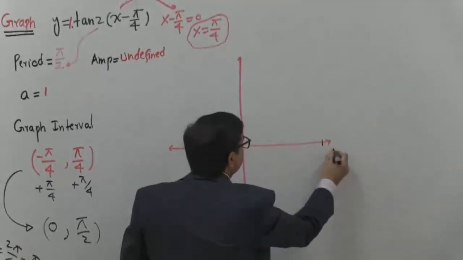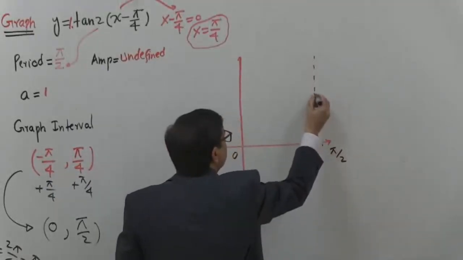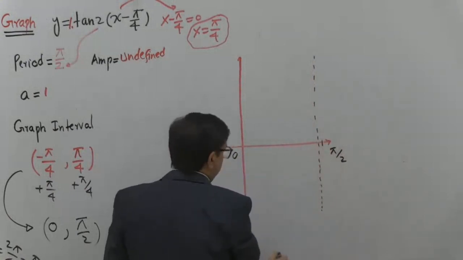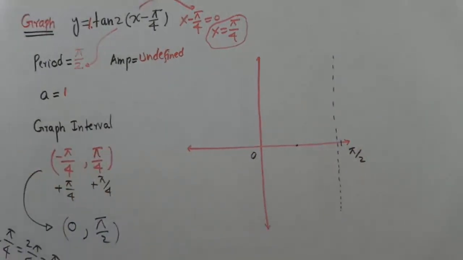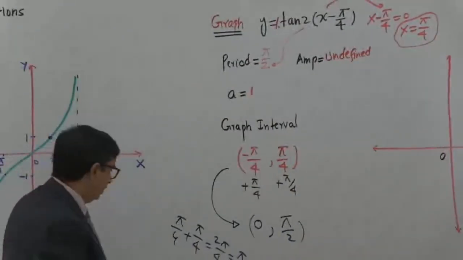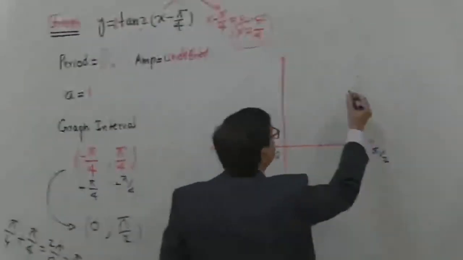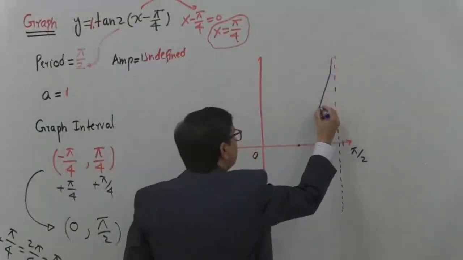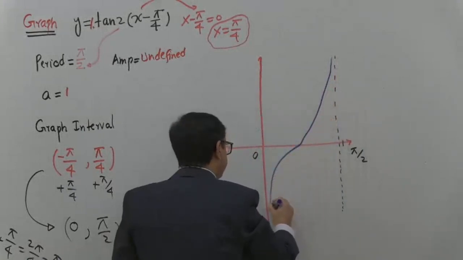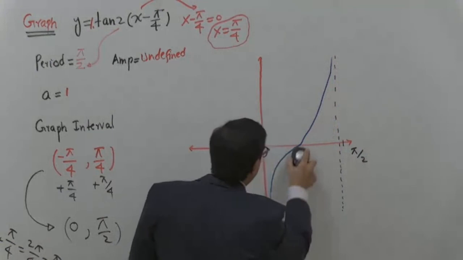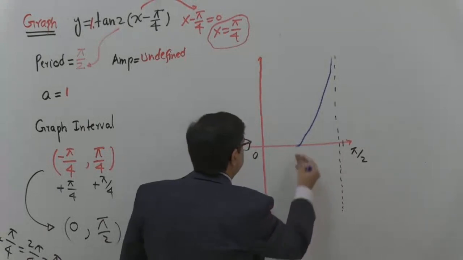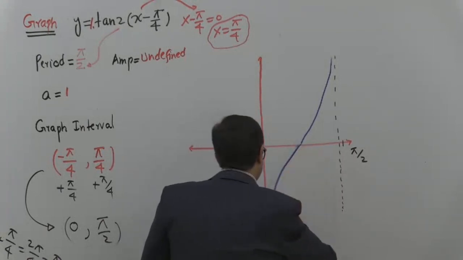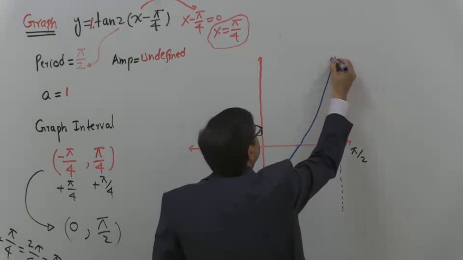So 0 is over here and pi over 2 is over there somewhere, asymptote. So your graph exists between them. What's the shape of the tangent graph? Do we know? Yes. We know its shape. So just graph it, please. Bring close to the asymptote and leave it.